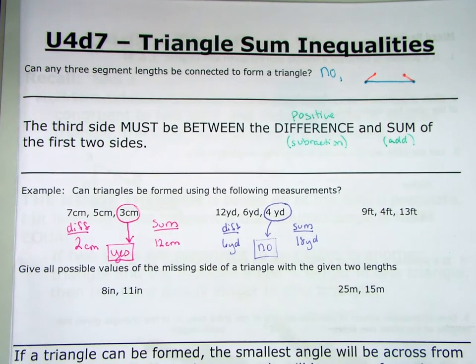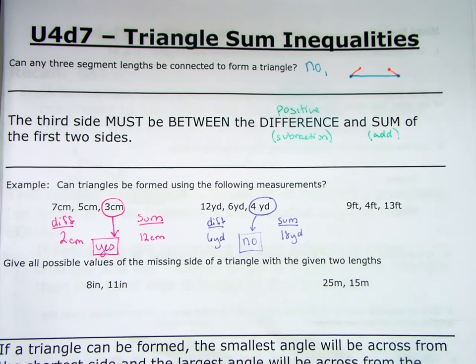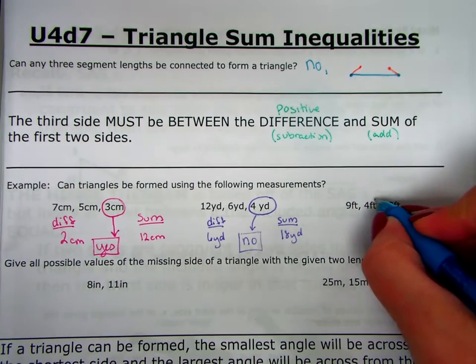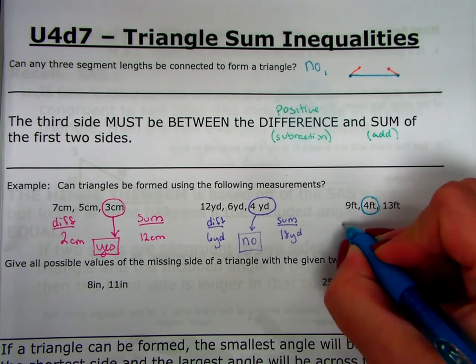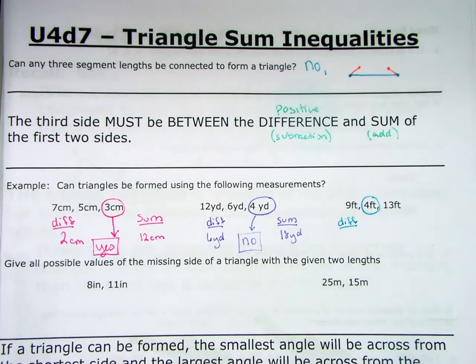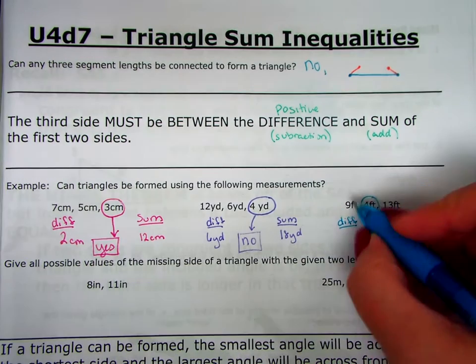All right. On the last one in this row, 9, 4, and 13, which one do you want to be side 3? 4. Okay, 4. So then the other two, what's the difference in the other two? 4. The difference in 9 and 13 is 4.